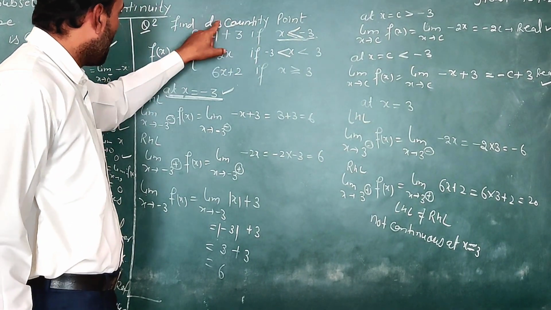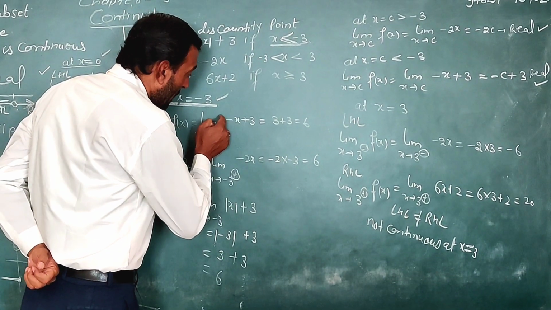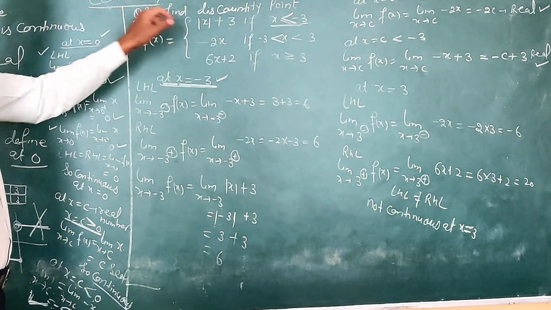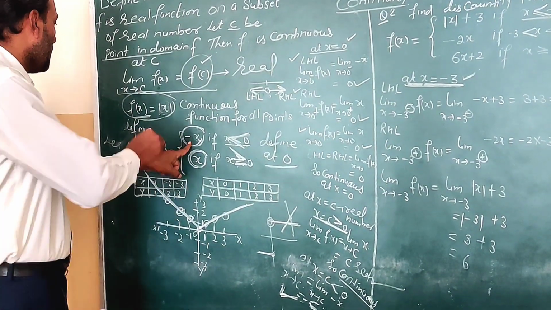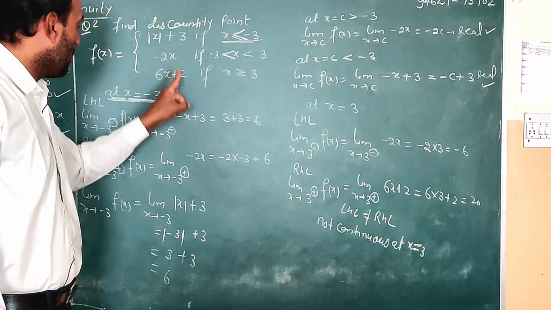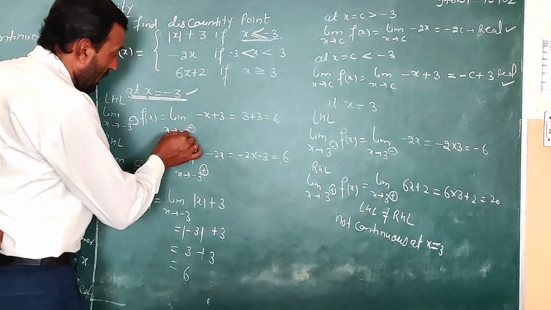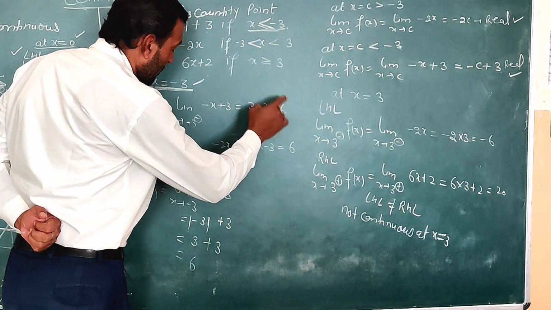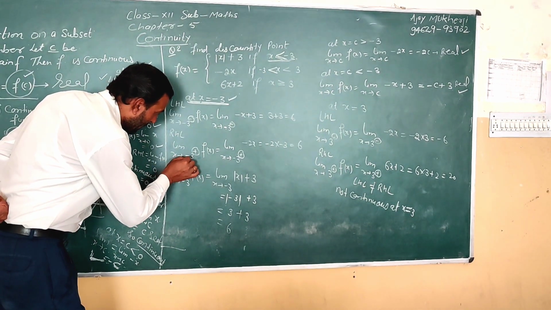So for left hand limit we are taking this answer, modulus x plus 3. But I am taking here minus x instead of modulus x, because on the left hand side, modulus x is equal to minus x. So in left hand side, modulus x is replaced by minus x plus 3. Now we put the limit minus 3 here, minus of minus 3 plus 3, and we get 6.